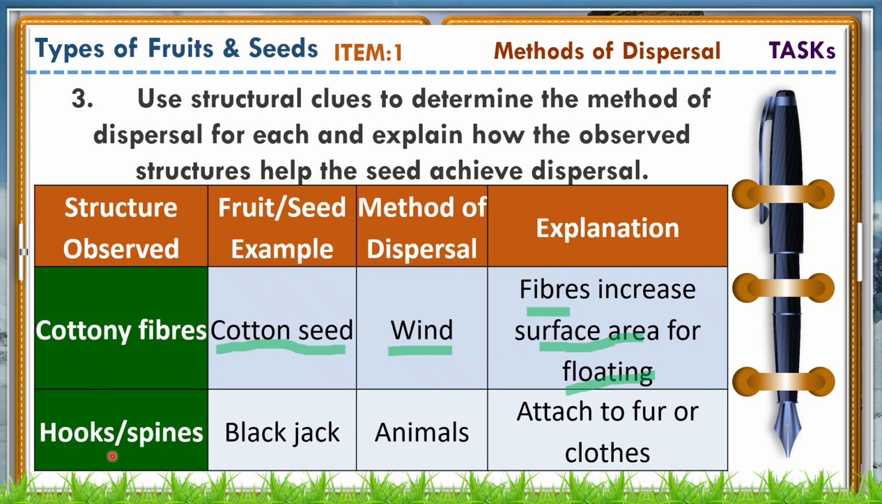Then we have the hooks or the spines. These ones we can find them in blackjack. And the method of dispersal is by animals. So how do the hooks and spines help in the dispersal of the seed? This one attaches to fur and the clothes, and then they can be carried from the parent place to other areas.